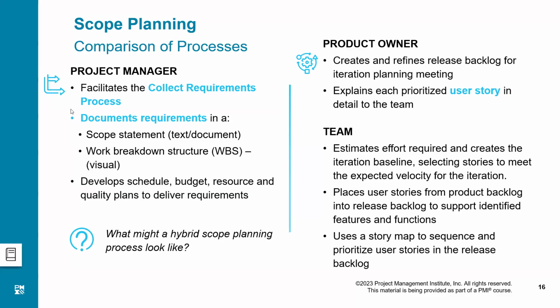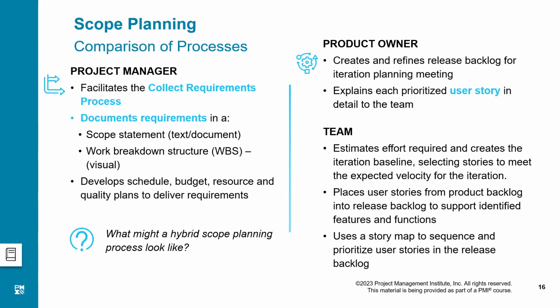Let us look at the scope planning from both perspectives, predictive as well as agile. First of all, let's talk about the predictive project. In a predictive project, naturally, the project manager is the boss. The project manager is responsible, with his team, to facilitate the collection of the requirements first, then document all the requirements, establish a scope statement, and ultimately develop a work breakdown structure, right?